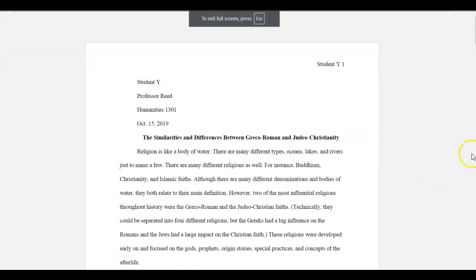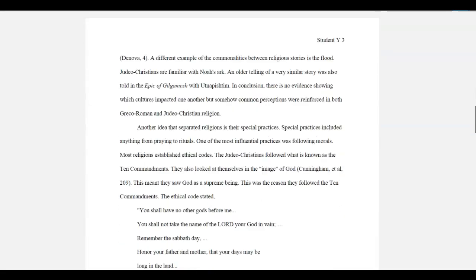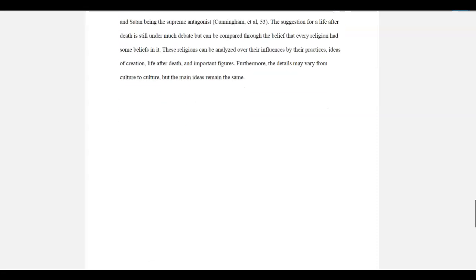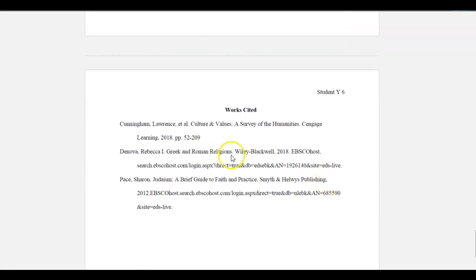If I were to download this, you would see it's a little over 1,000 words, so the length is right. You can see how it takes approximately 5 pages, plus the works cited page. Notice that it uses the textbook, and then has 2 other articles that are used. Notice how the works cited entries are listed in MLA format.